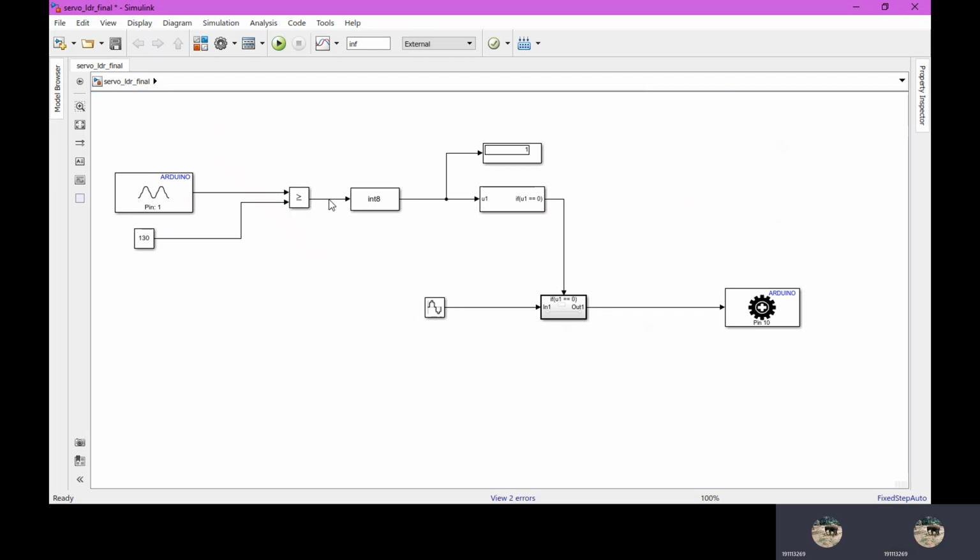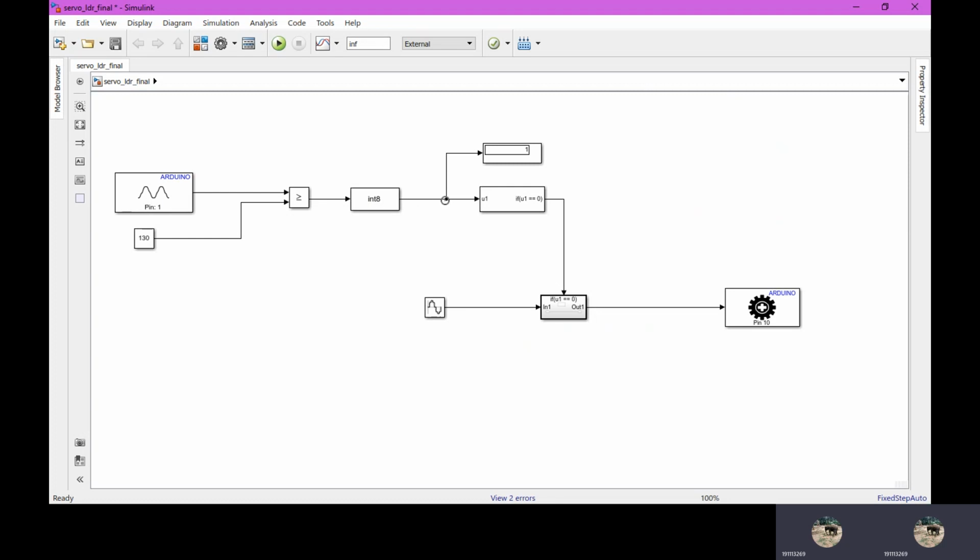Means the value of this signal will be 0. Or if the input pin detects a value greater than 130, which is a threshold value which I at least want, then it will pass a true value whose integer conversion will result in 1. So this is the data type conversion system which converts boolean value to integer. So if it is true, then it converts it to 1, and if it is false, then it converts it to 0.